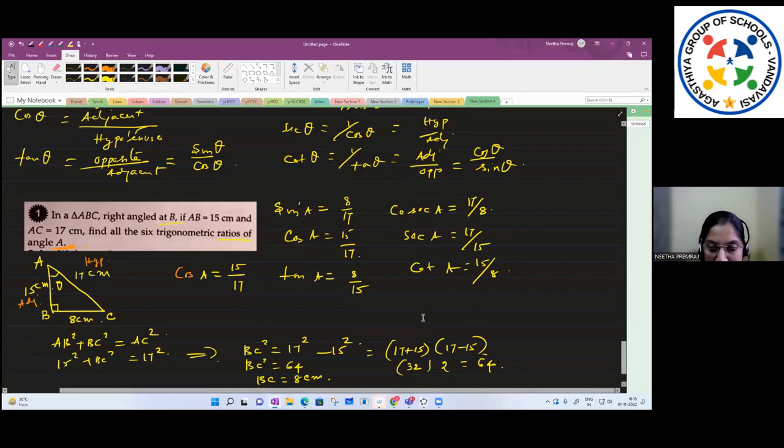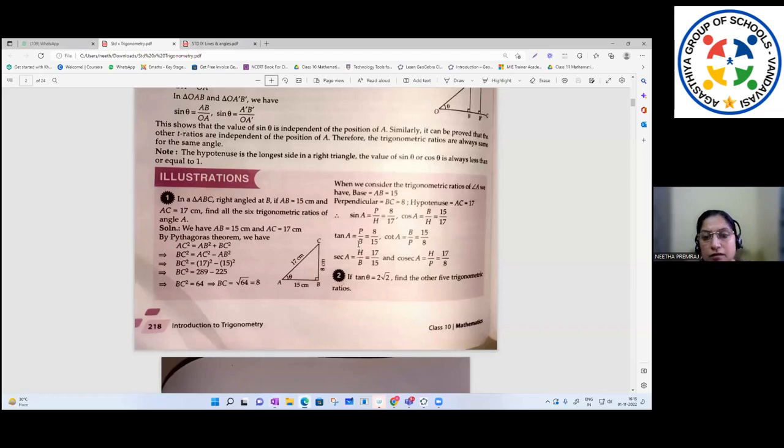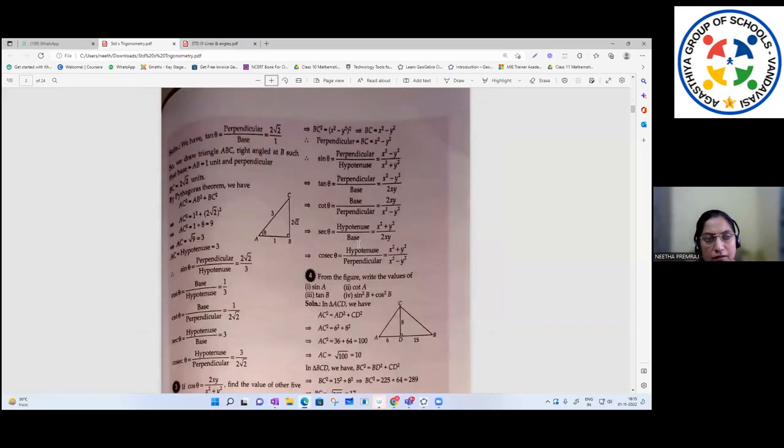Let me check, are there any tricky sums there? Okay, we will see this one.